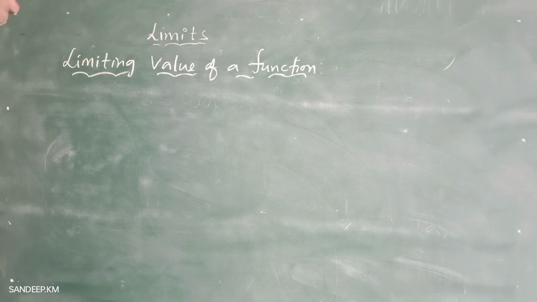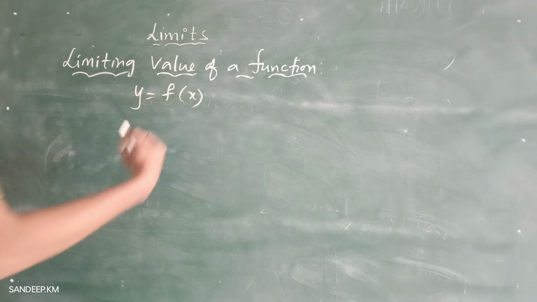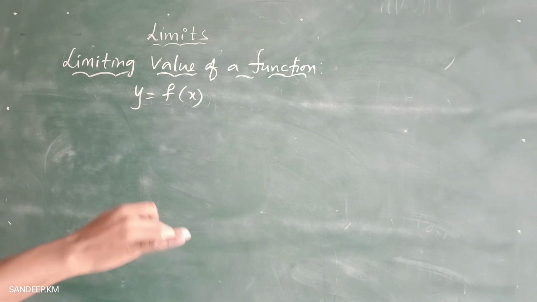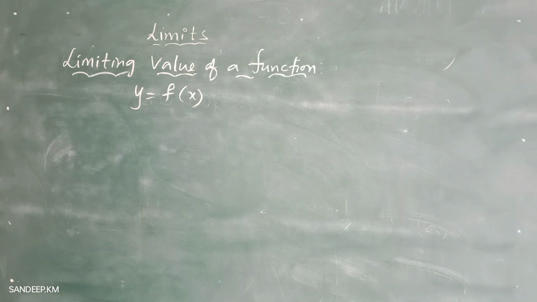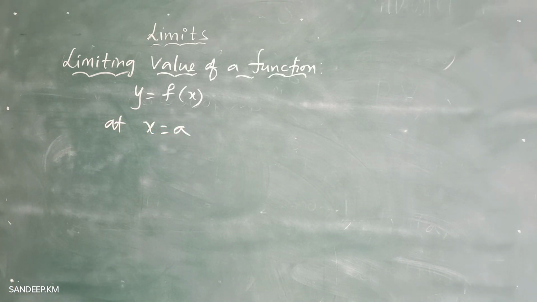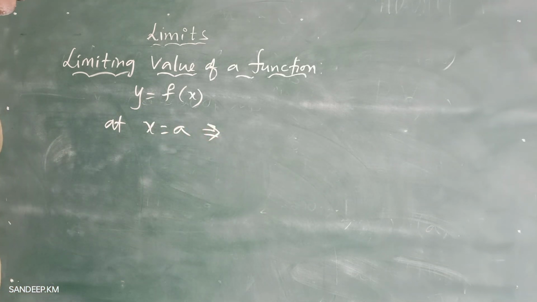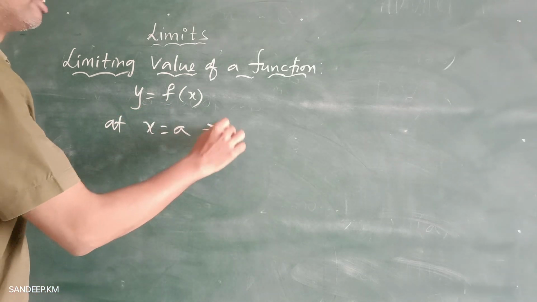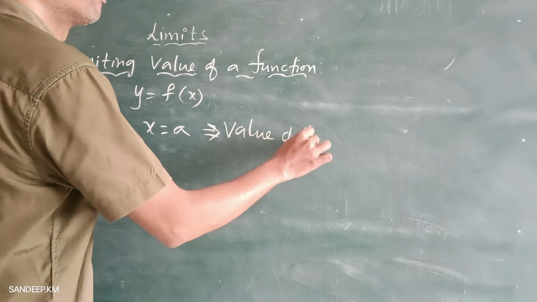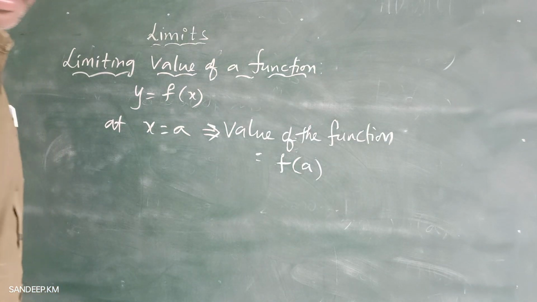Dear students, let us consider a function y is equal to f of x, whose domain can be any real number. Let us assume that x can be any real number. At x is equal to a, we all know the value of the function, if it exists. Since we are taking a in the domain of f of x, we will assume that f of a exists. Then what is the value of the function? The value of the function is given as f of a.